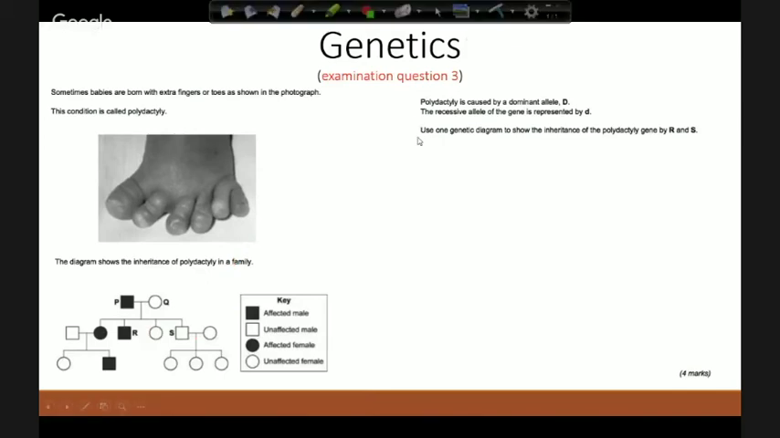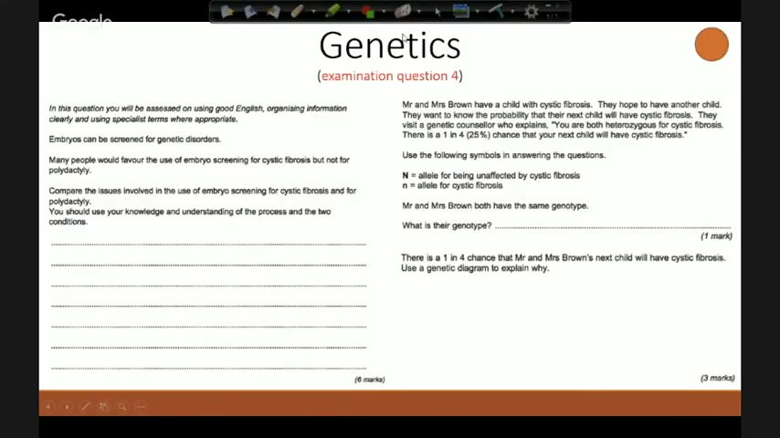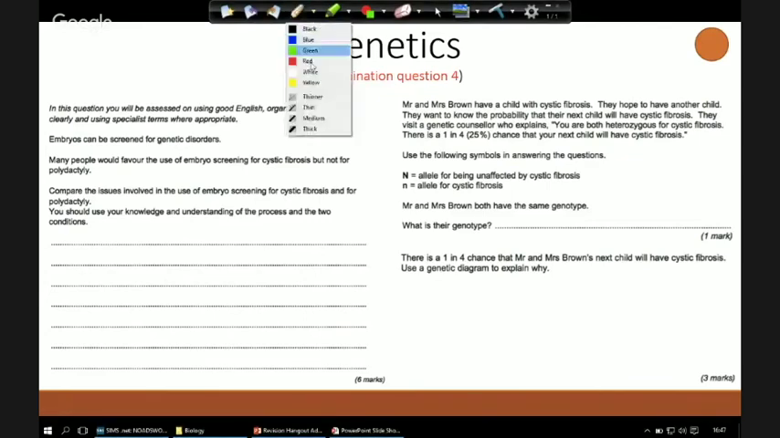Now, the second part of the genetics question is a spelling, punctuation, grammar, 6 marker. They're asking for the benefits of screening embryos for genetic disorders. Many people might favour this for cystic fibrosis, but not for polydactyly. And we need to compare the issues, talking about both conditions as to why.